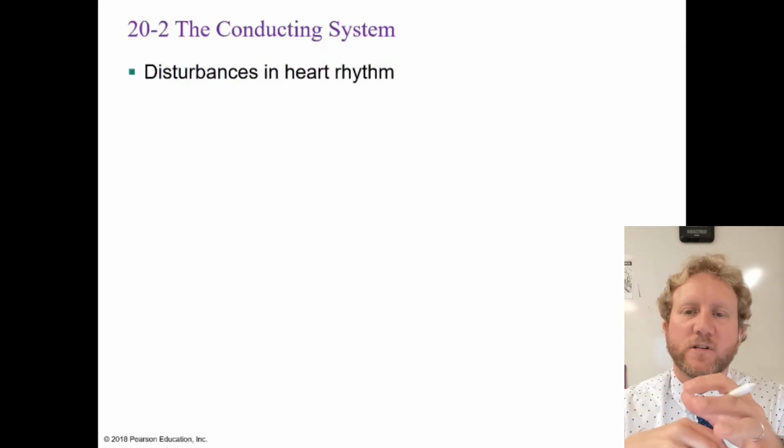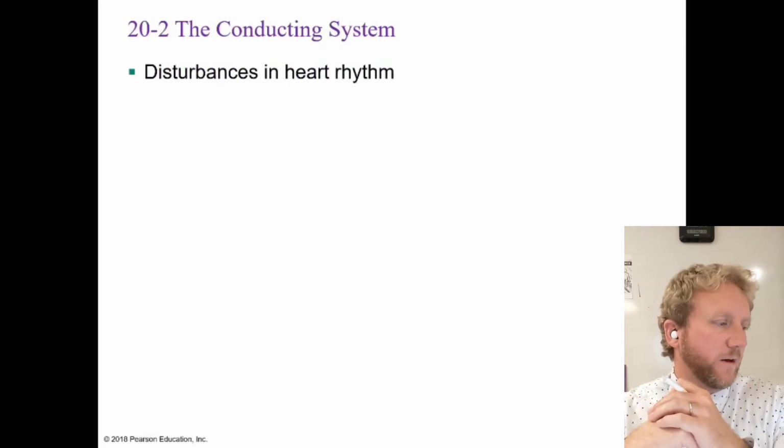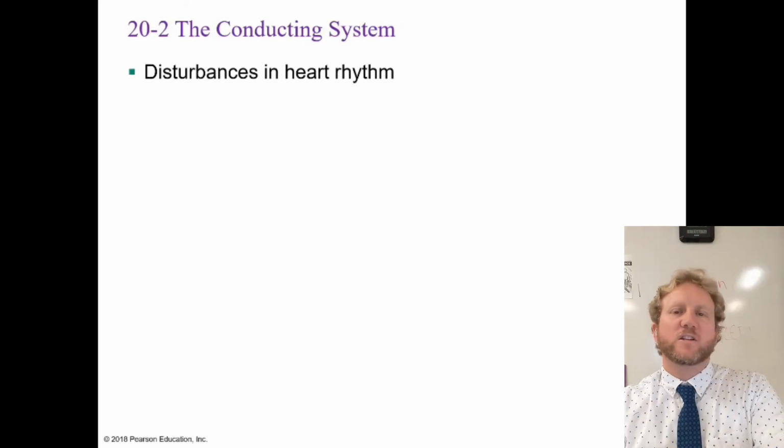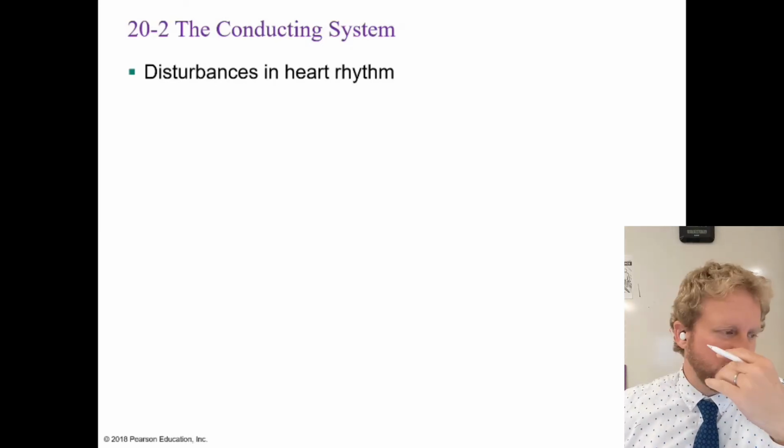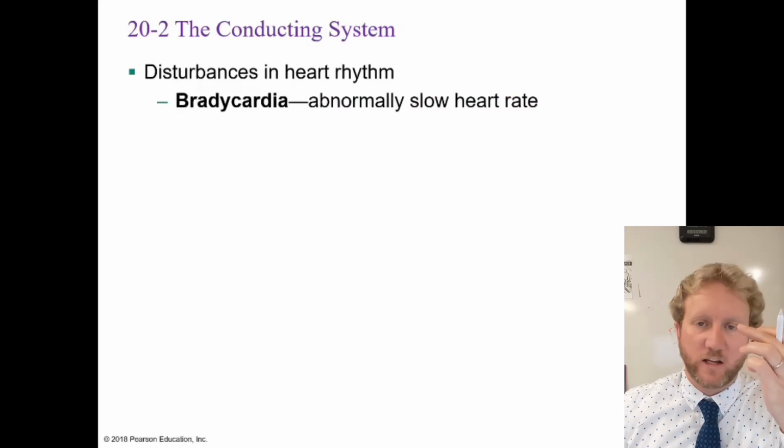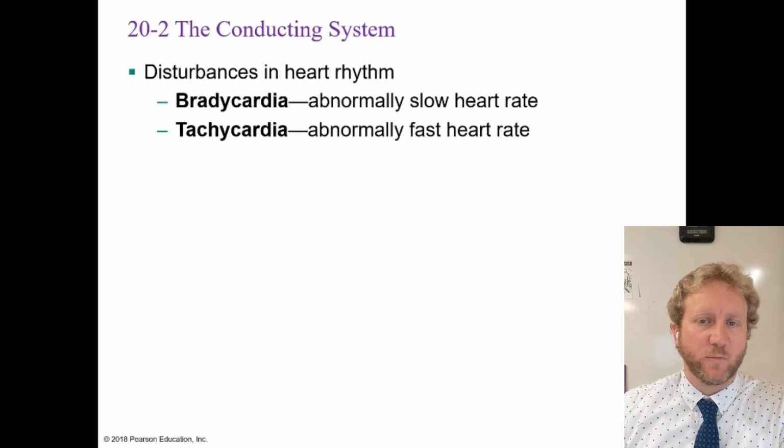Now, if we have disturbances to this particular rhythm, we have a lot of problems. And you may have heard some of these if you watch documentaries and stuff like that. So one of them is bradycardia. That's abnormally slow heart rate. Tachycardia is abnormally fast heart rate, so if your heart is racing.